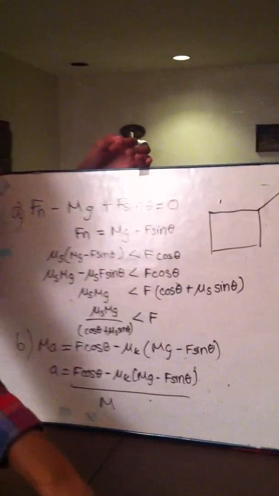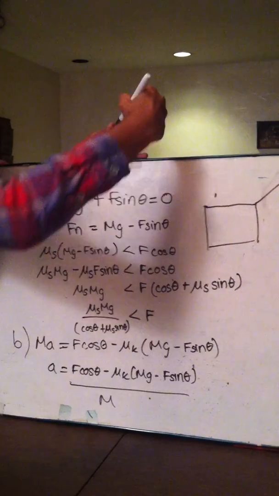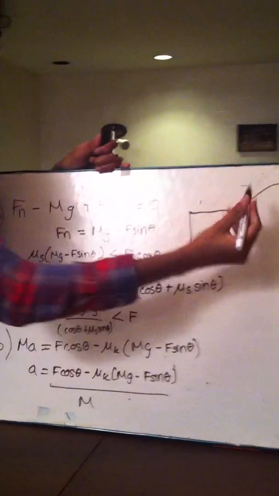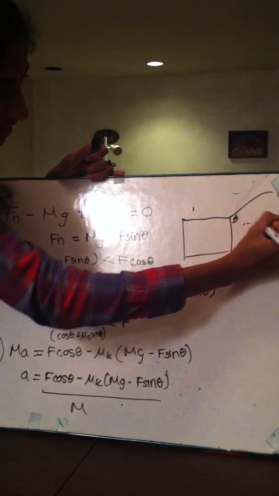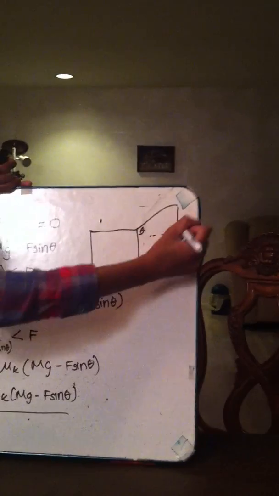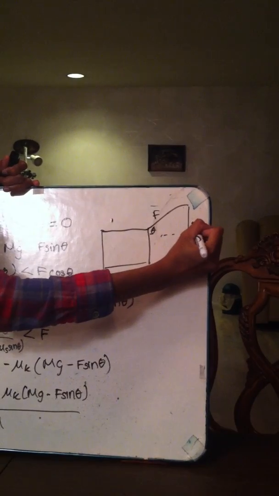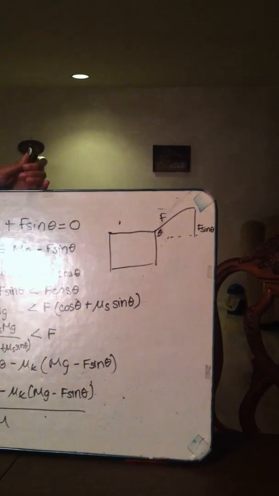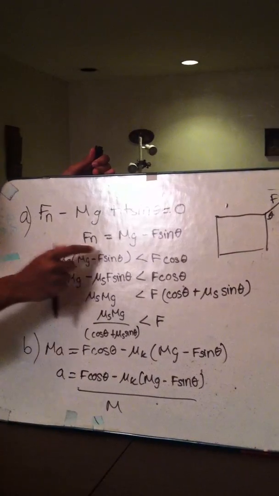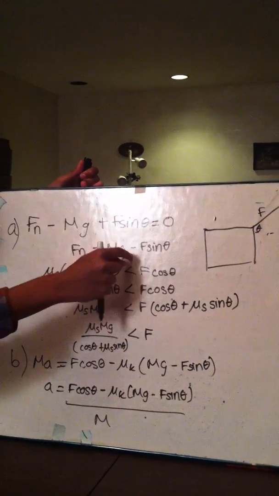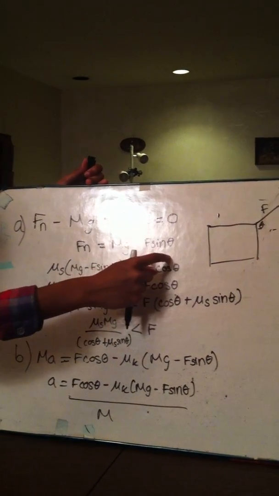It's sine theta because if you put the theta in, which I forgot to do, you realize that this y component is the sine theta. So the normal force is equal to gravity minus F sine theta.